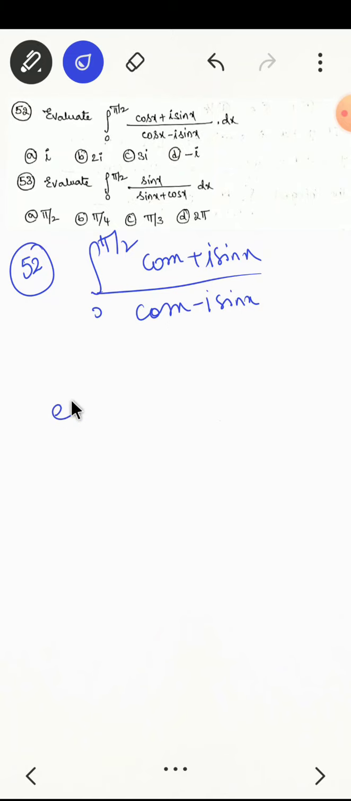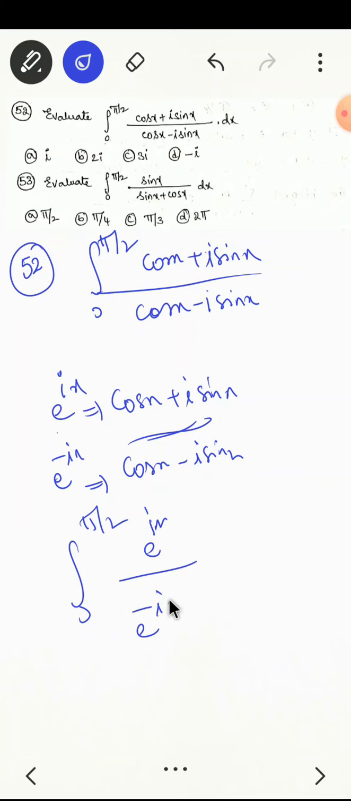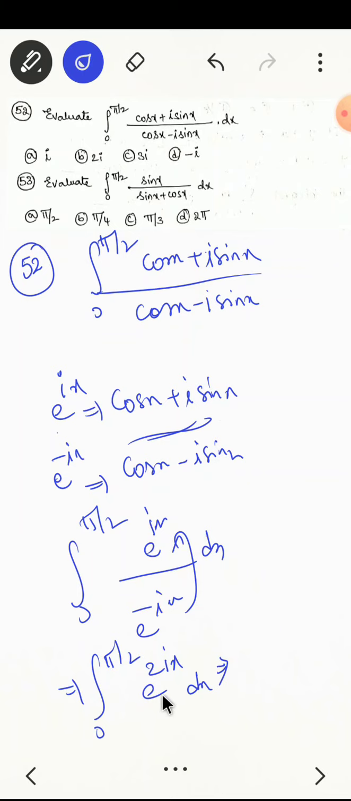As I was explaining De Moivre's theorem to you, e raised to power ix can be given as cos x plus i sin x, and e raised to power minus ix can be given as cos x minus i sin x. So in place of this value, I can write e raised to power ix divided by e raised to power minus ix dx. I'll send this upward. What will happen? Integral 0 to pi by 2 e raised to power 2ix dx. Now apply integration of e power 2ix, which is e raised to 2ix by 2i, with limits 0 to pi by 2.